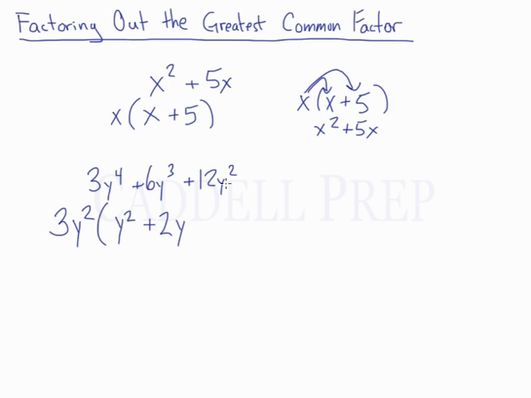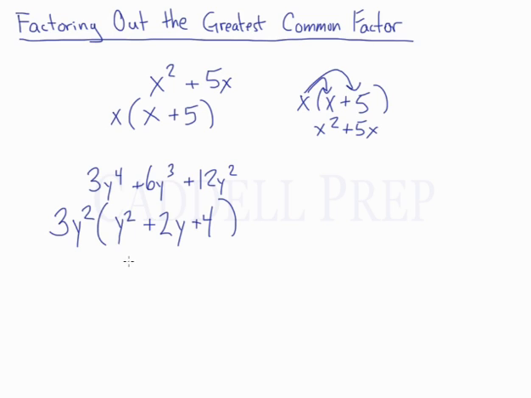Okay, last term, 12y squared divided by 3y squared. 12 divided by 3 is 4. y squared divided by y squared, they cancel out. It's 2 minus 2 is 0. y to the 0 is 1. Anything to the 0 power is 1, or you just think of them as canceling each other out. And we end up with 3y squared times y squared plus 2y plus 4.